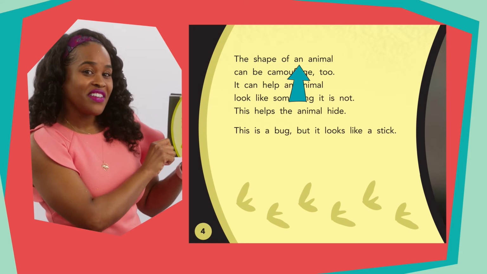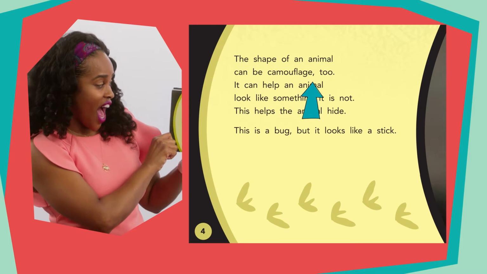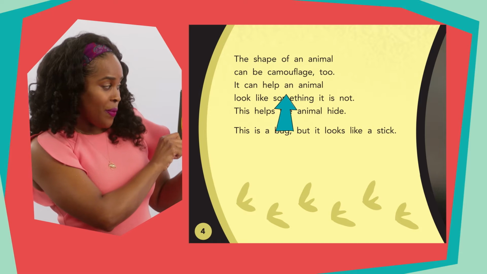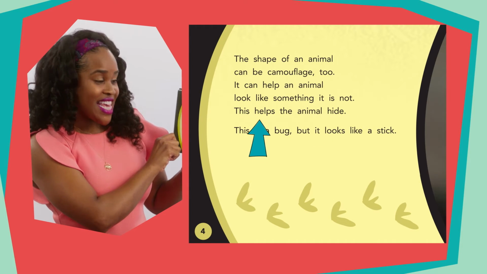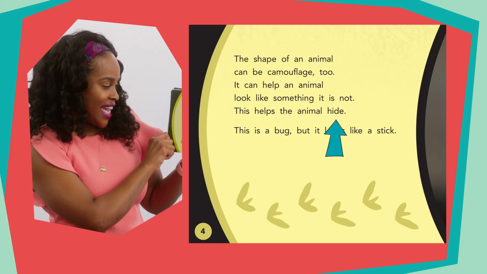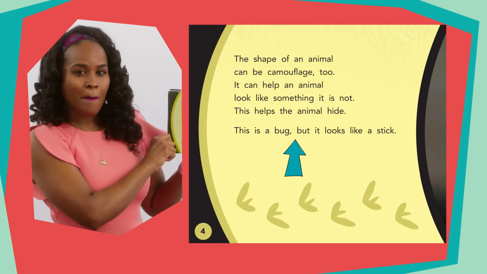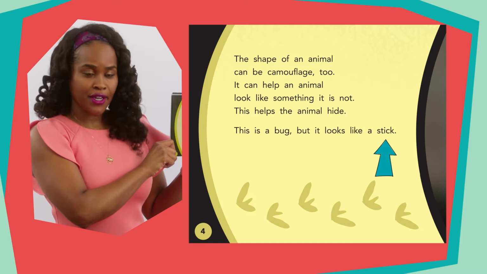The shape of an animal can be camouflaged too. It can help an animal look like something it is not. This helps the animal to hide. This is a bug, but it looks like a stick.